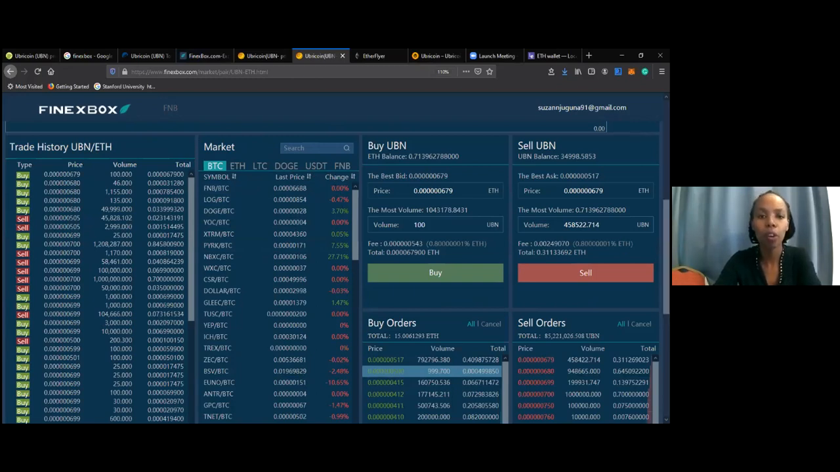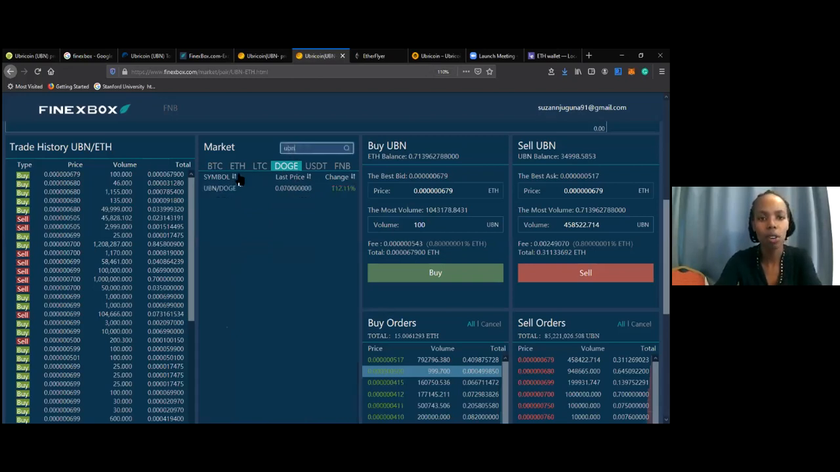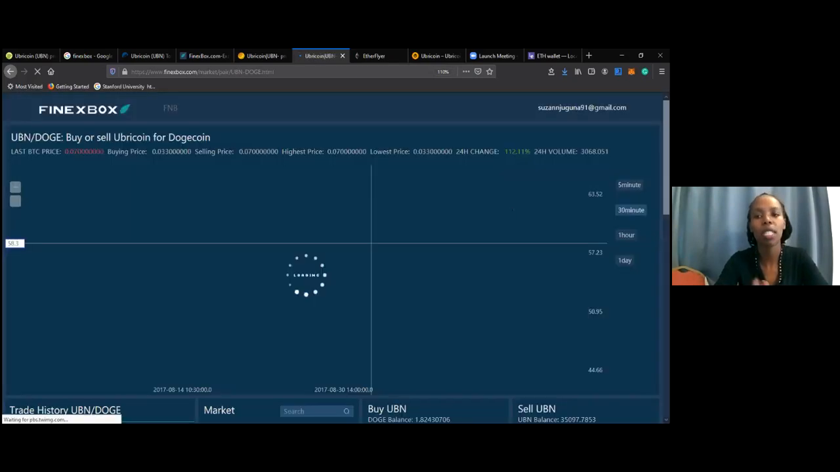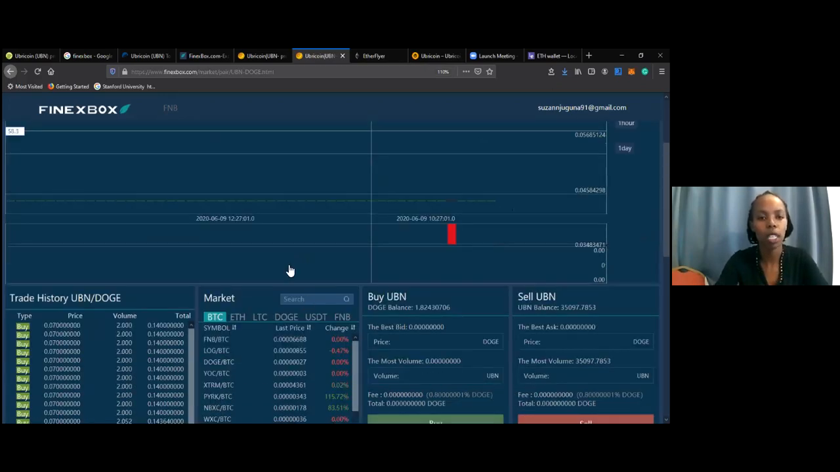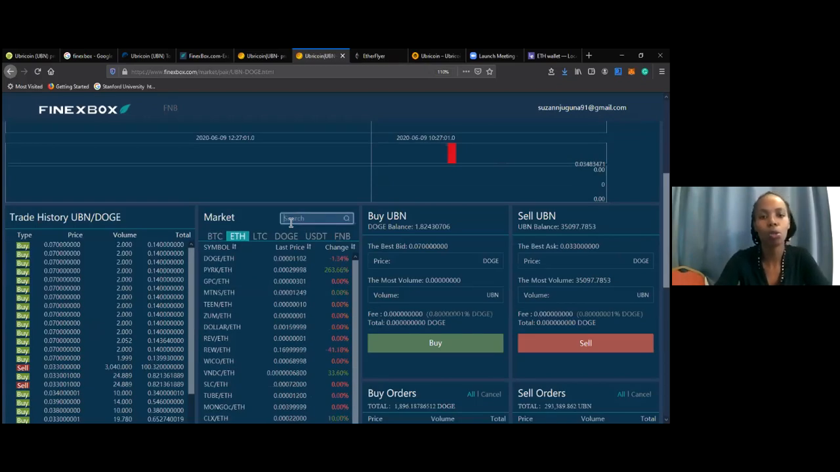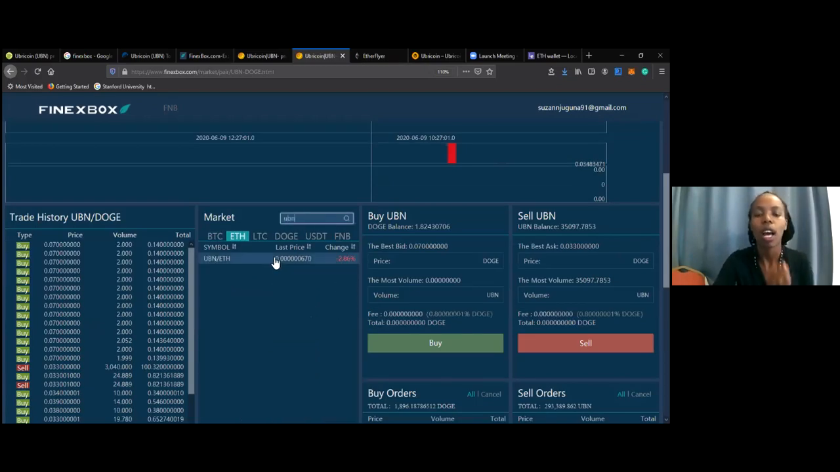To move from one market to the other, you just need to click on the market that you want to go to and then search for UBN in that market. When you search for UBN, just click on it and it's going to move from the market that you are in, UBN ETH market, to the UBN Doge market, because basically we have shifted markets. Make sure that you do that and that you're very careful when you're trading, because we do not want you to end up buying other coins that you do not really need. We want to make sure that you bought the right coin, and that is the Ubricoin coin.